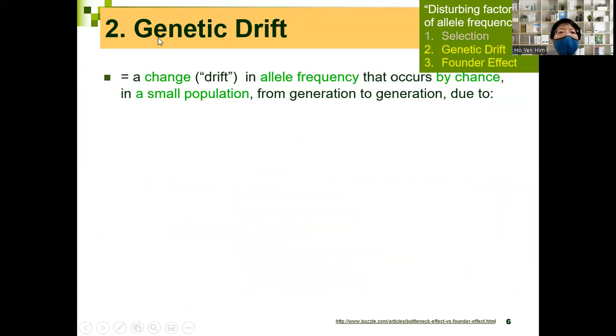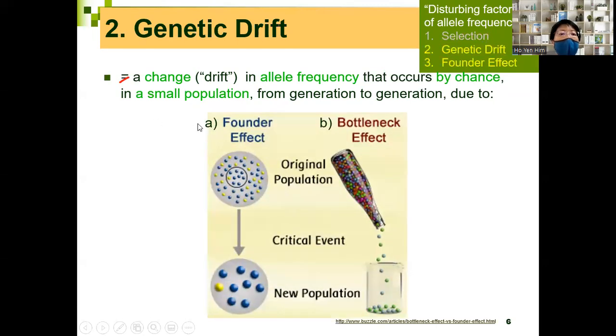What is genetic drift? Definition. Drift means there's a change, a slight change. So drift away from somewhere, right? So change in what? Allele frequency. And this occurs by chance in a small population. So this one occurs in a small population. From generation to generation, there's a slight change in the allele frequency. Due to what? A, founder effect, B, bottleneck effect. So these two will lead to genetic drift. That means there's a slight change in allele frequency in a small population. This one is for small population.